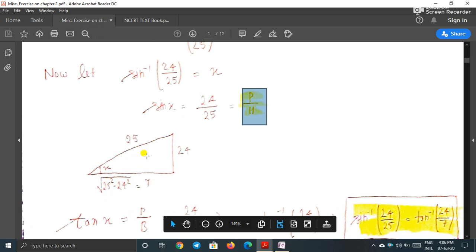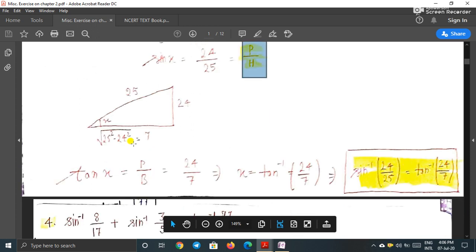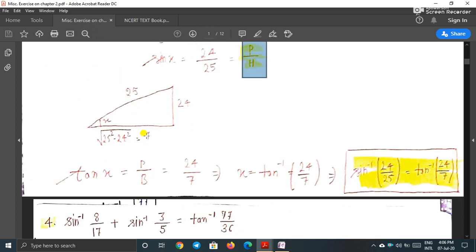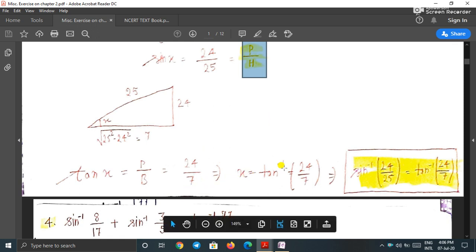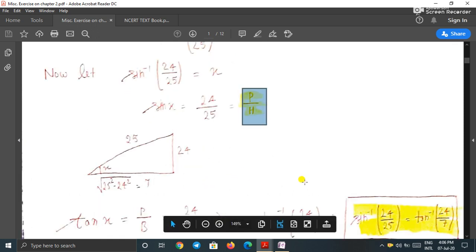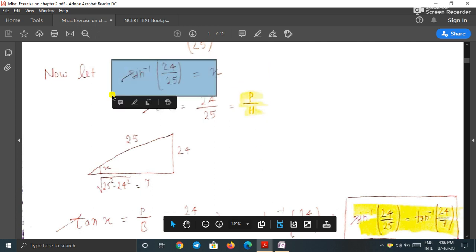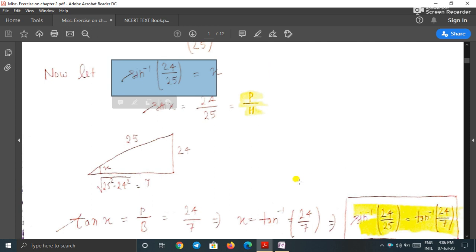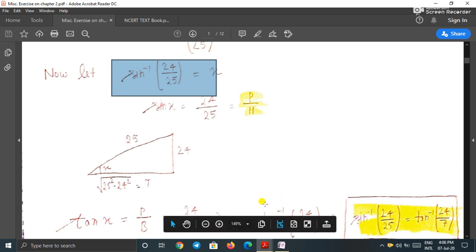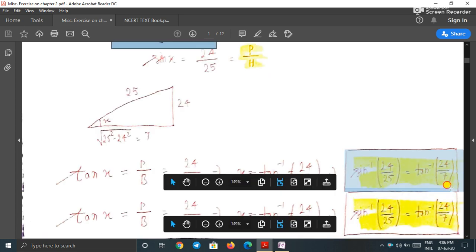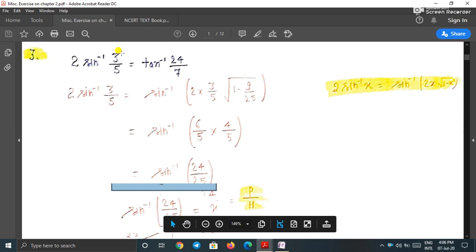Okay. Now from this right angle triangle, the value of tan x is perpendicular upon base, which is 24 upon 7. So x is equal to tan inverse 24 upon 7, and x is also equal to sine inverse 24 upon 25. This means that we have two expressions for x. So sine inverse 24 upon 25 is equal to tan inverse 24 upon 7, and this is your required answer. Now let us see the next problem.